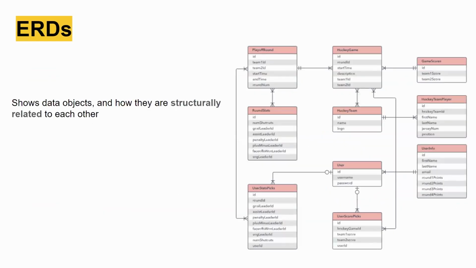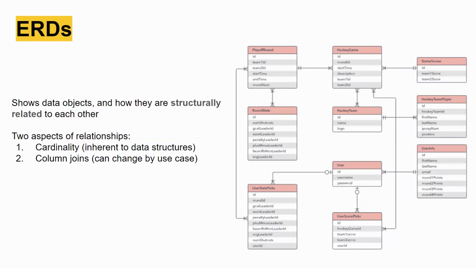And lastly, ERDs. This showcases the structural relationships between our different tables. There are two different elements of the relationships. There's cardinality, which is the structure of the tables and how they're related to each other. If you see the lines in between each of these tables, that's the cardinality. And it also tells our analysts how they can be joined together.